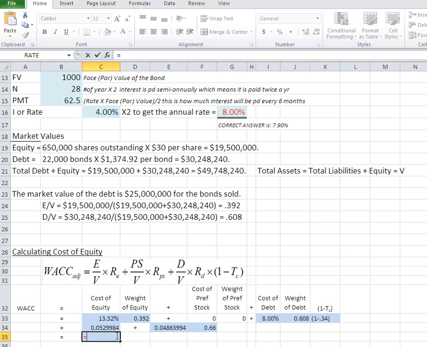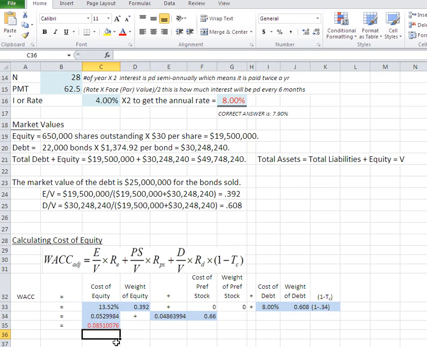Let's finish this problem. Take the number there, add it to our debt component, multiplied by that tax rate there, and we get 0.0851. We can actually go ahead and convert that into a percentage. 8.51%. And that would be how you would solve the weighted average cost of capital problems.